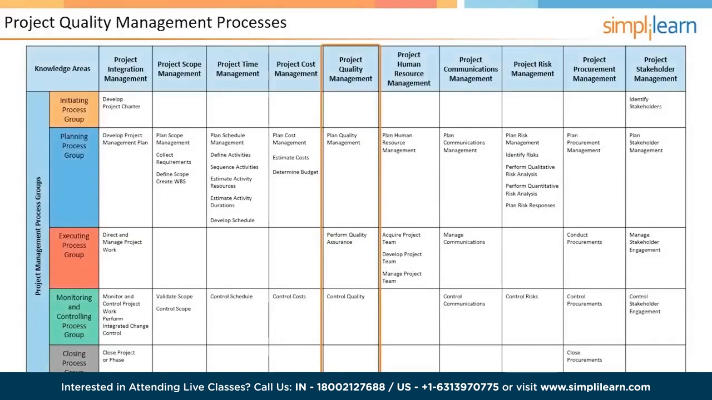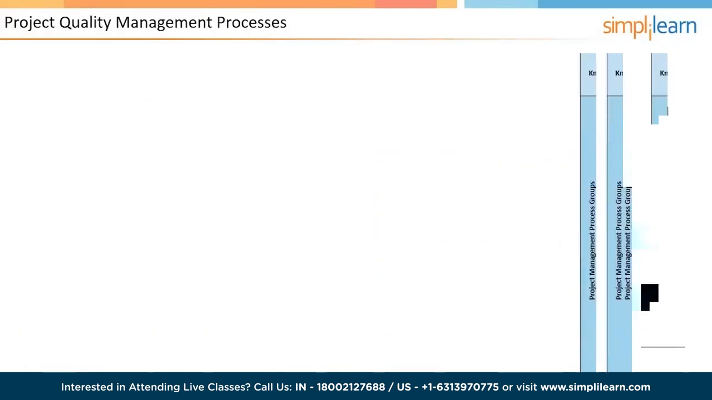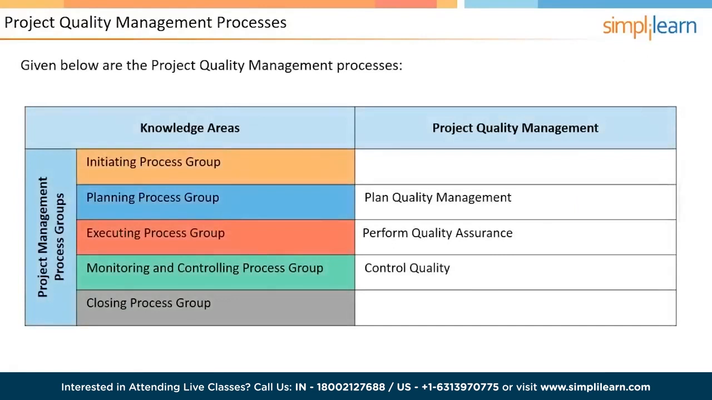There are 3 project quality management processes, of which the first process, Plan Quality Management, is done as part of the planning process group. The next process, Perform Quality Assurance, is done as part of the executing process group, and the last process, Control Quality, is done as part of the monitoring and controlling process group. In the next 3 screens, let us look into each of these processes in detail.